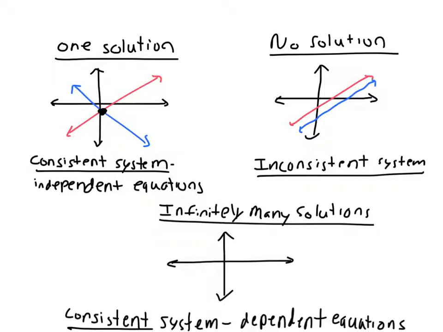If you have at least one solution, you're called a consistent system. If there's no solution, it's an inconsistent system. If there's exactly one solution, it's independent equations. And then you may also have infinitely many solutions, and in this case, the line would be directly on top of the other line, so both equations would basically have the same line. This would be a consistent system because there's at least one solution. There are infinitely many solutions. Every point on the line is a solution. So this is called dependent equations.